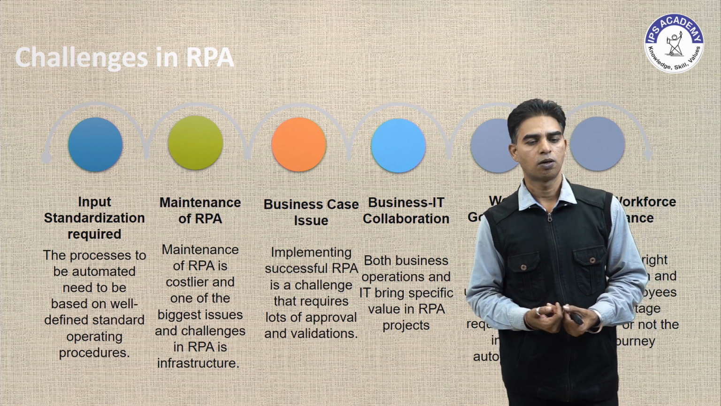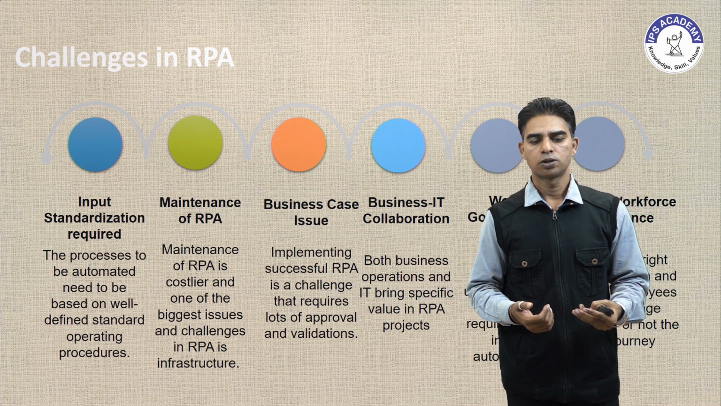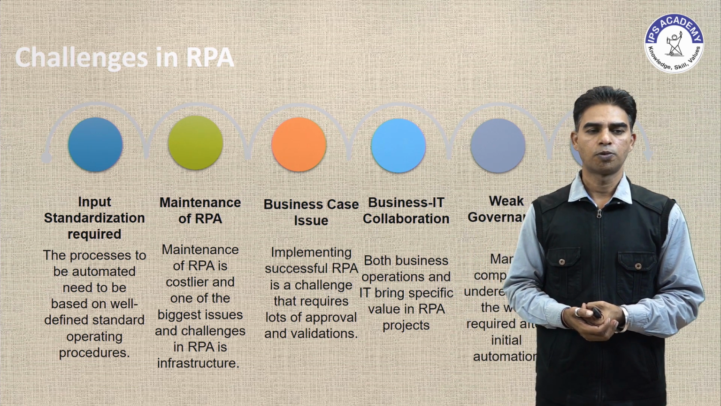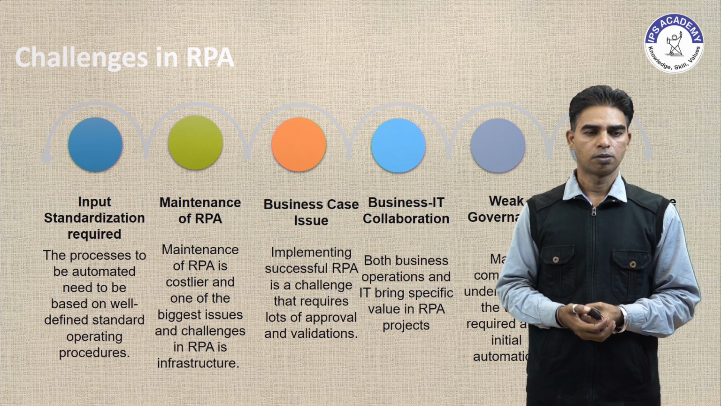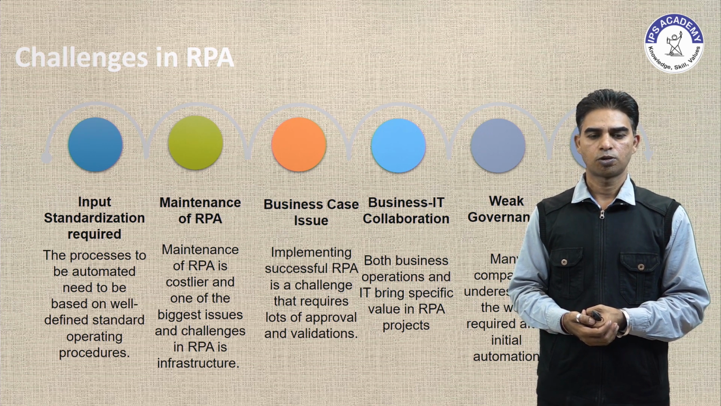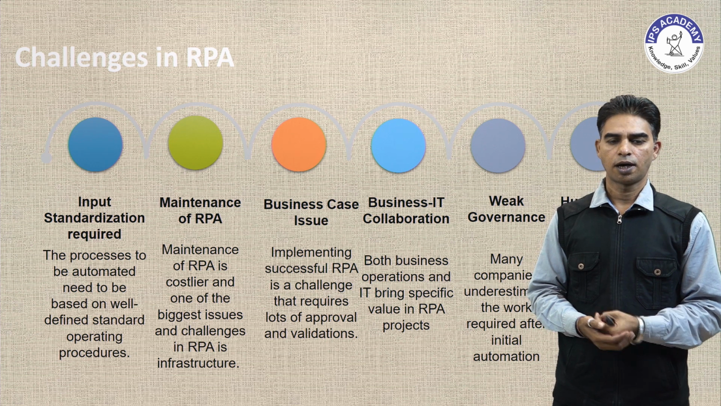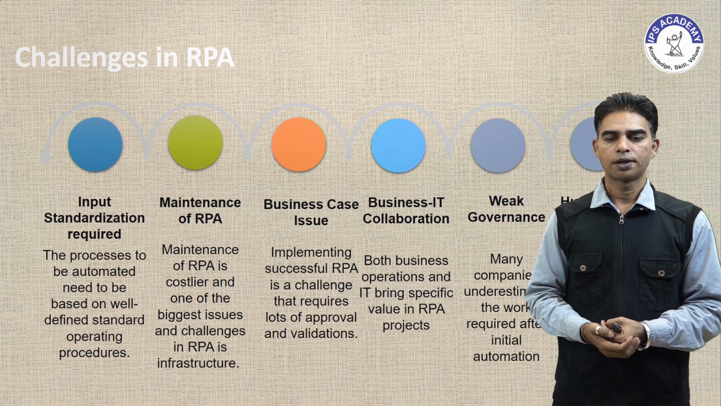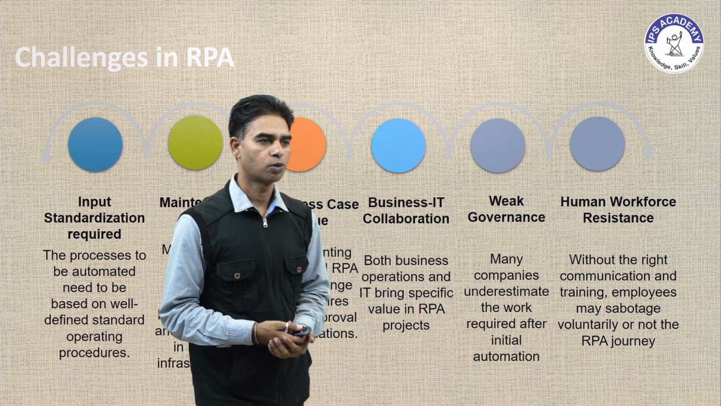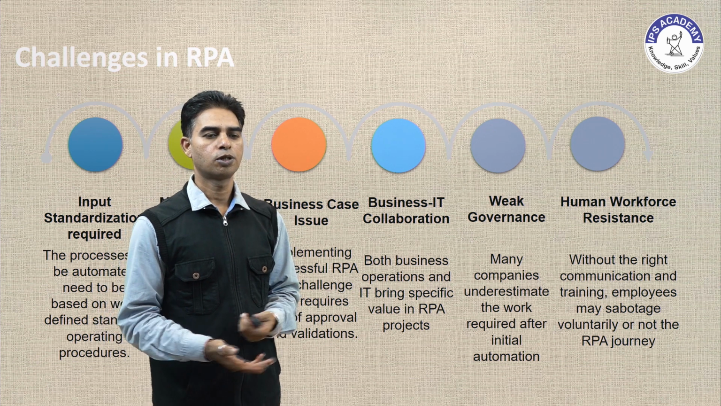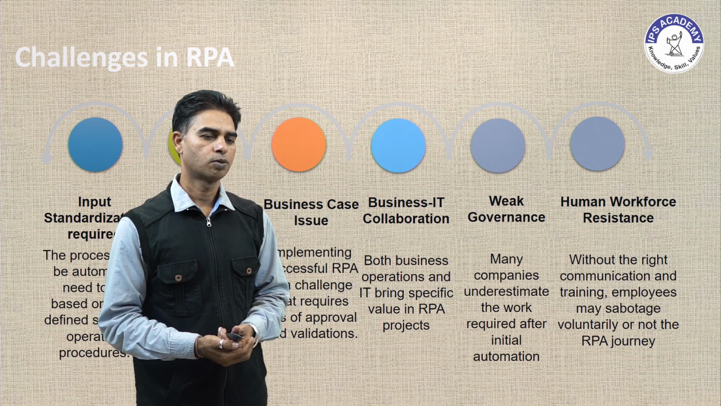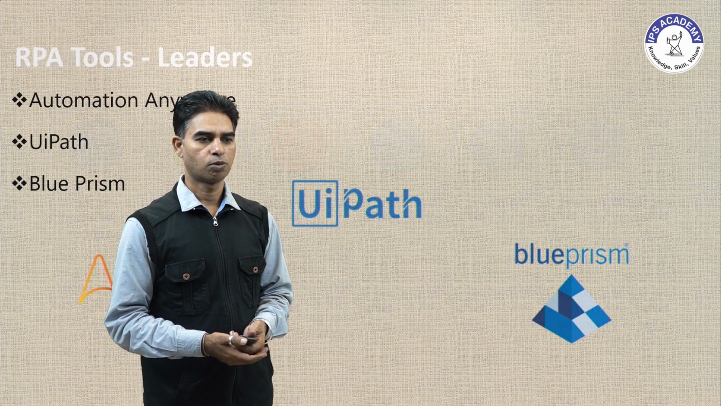Business case issue: successfully implementing RPA requires lots of approvals, because it is a business matter too, and robotic process automation plays a very big role in the marketplace. Business and IT industry collaboration is another challenge. Weak governance is one more challenge. And one more is the human workforce, because whenever the robot works, a human can be replaced by the robotic process software. That is one big challenge in robotic process automation.